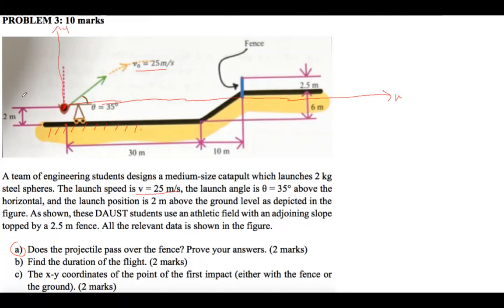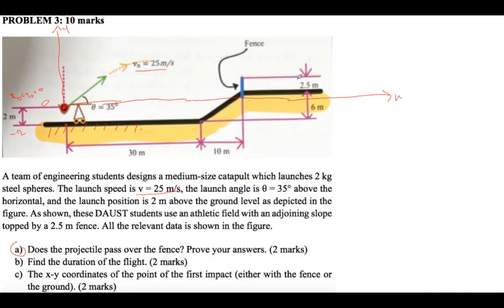So my origin is here. Of course, at t equals 0, x0 is equal to y0 is equal to 0. So I choose this to be my origin. So the ground is at -2, okay? Great. So the ground being at -2, that means the fence will be at which height from my x-axis?